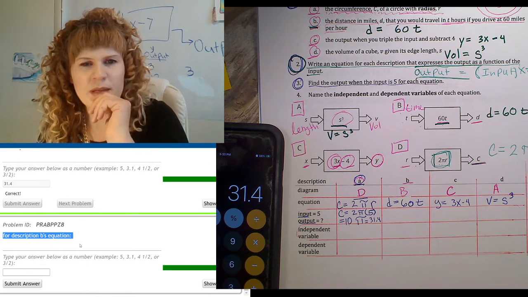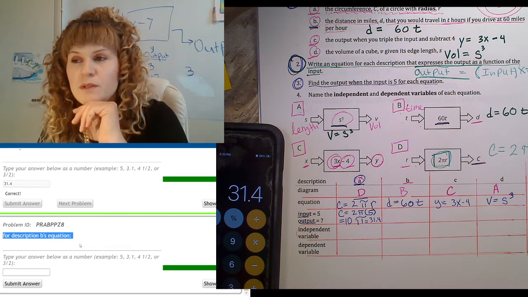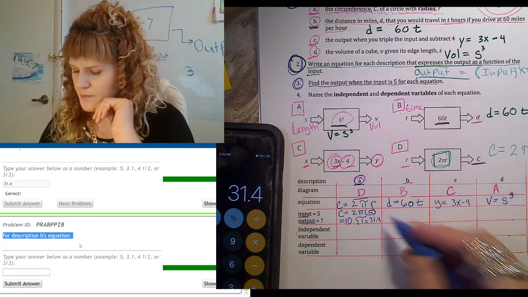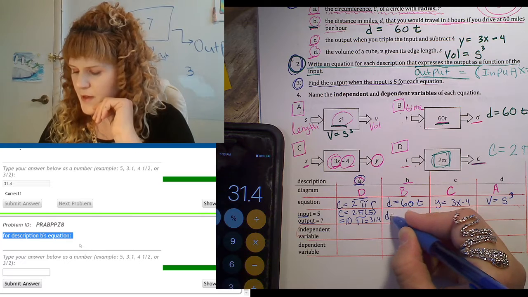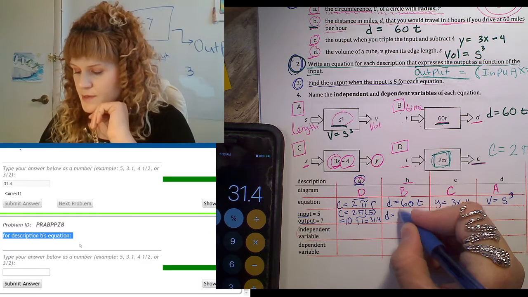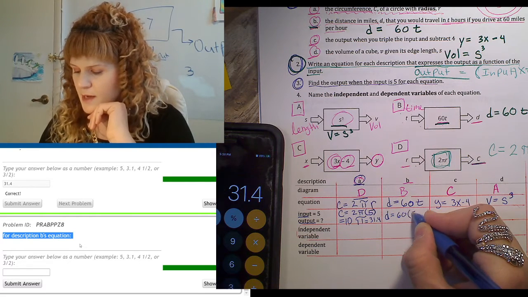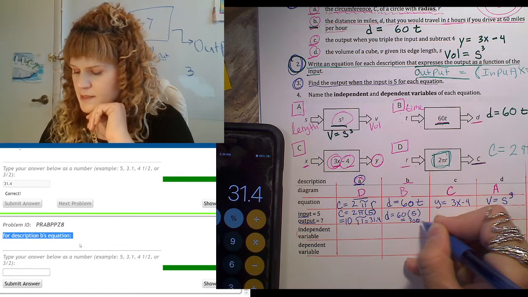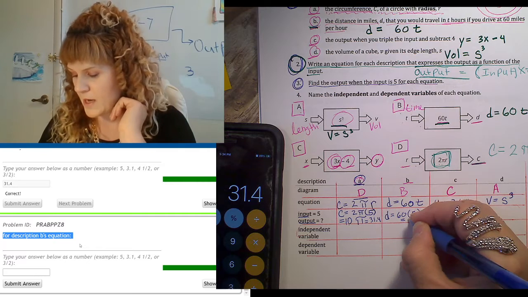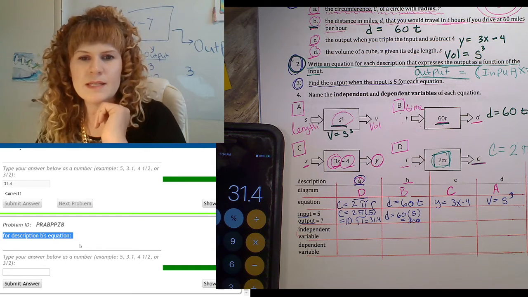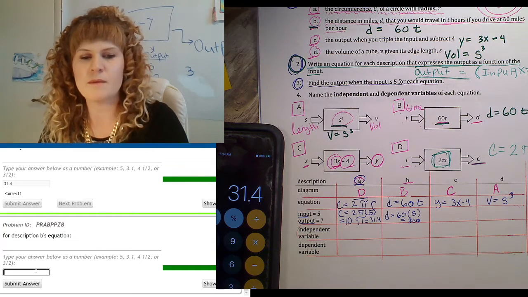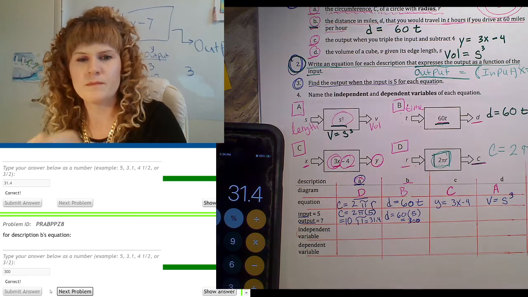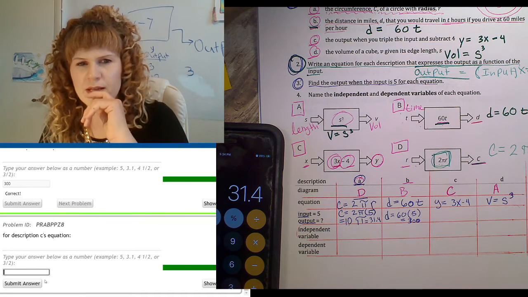Now, description B. What is the output when the input is 5? If the input is 5, that means 5 hours. So that's 60 miles an hour times 5 hours of driving. That's a distance of 300 miles. But it says only type in the number, don't write miles. Let's go to the next problem.